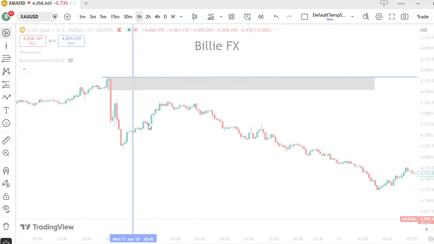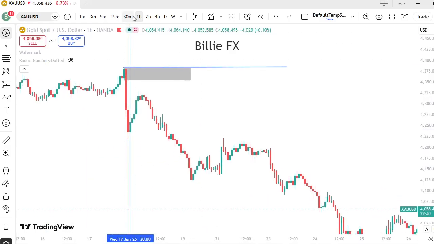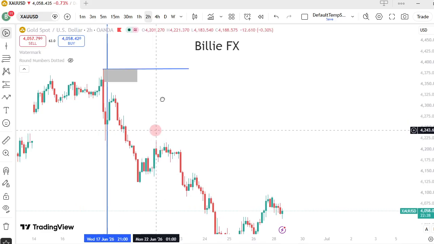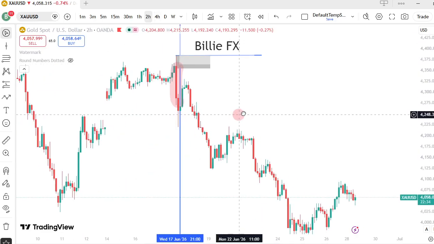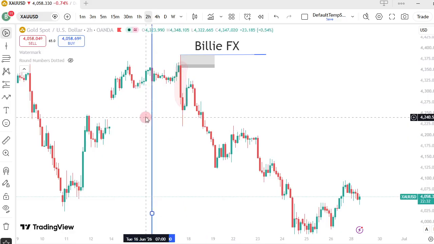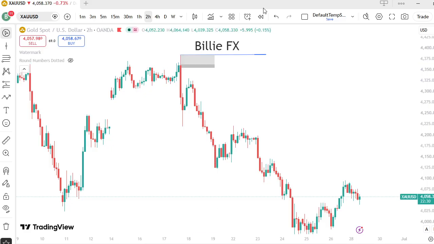All right, let's look at the 1 hour time frame first. Let's look at the 2 hour time frame. The 4 hour time frame, it was just a single candle. Okay, let me remove this vertical line so that you understand it better. So we can see that on the 1 hour time frame, what is happening?